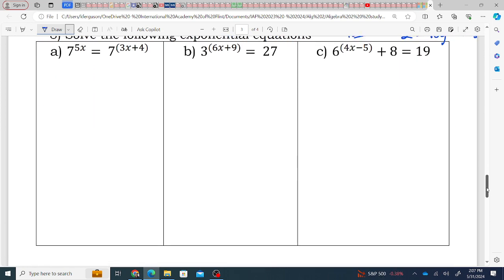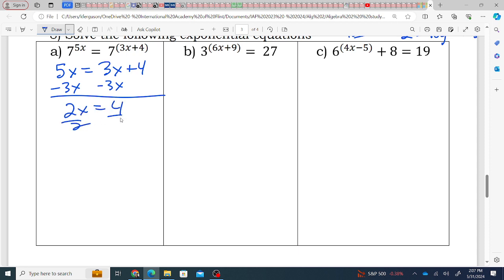Okay, so anyway, the next one is solve the following exponential equations. So I've got 3 different situations here. The first situation, my bases are the same. If my bases are the same, it would stand to reason that my exponents are the same. So I can just set them equal to each other, and then I solve it. I'm going to get 3x to the other side, and that's going to be 2x equals 4, and then I divide by 2, and x equals 2.